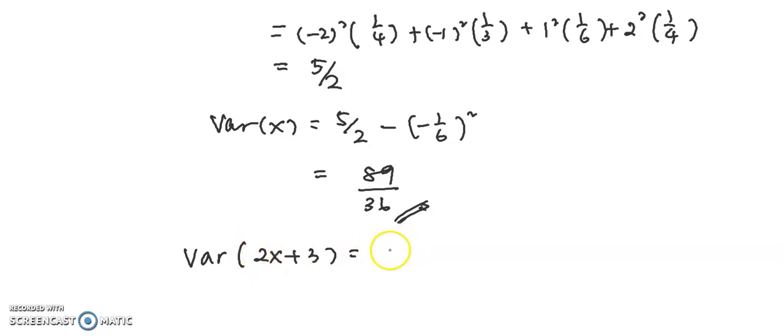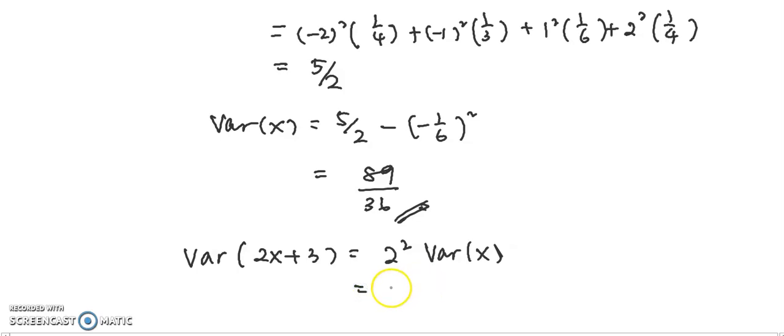Take out the 2. When you take out the 2, don't forget it's 2 squared multiplied by the variance of X. The variance of 3 is 0, so we can simplify as 4 multiplied by the variance of X, which we already got as 89/36. Substitute the value of the variance of X inside, and you will get 89/9.